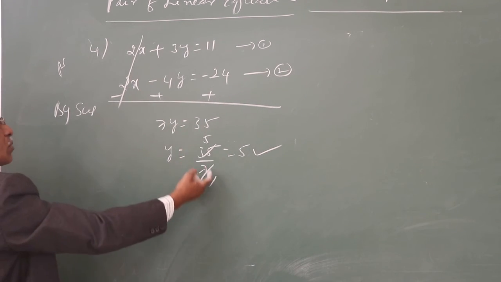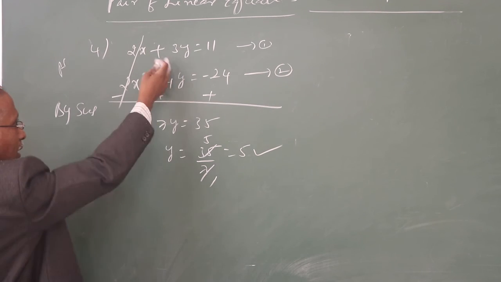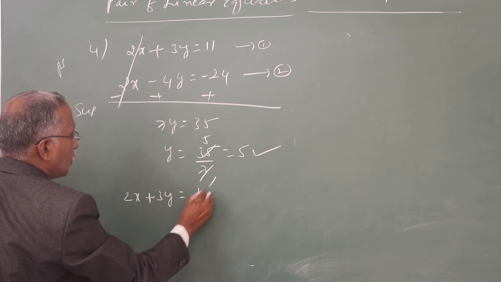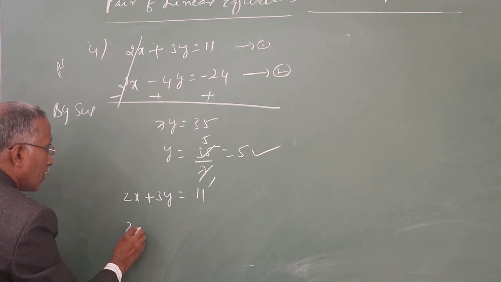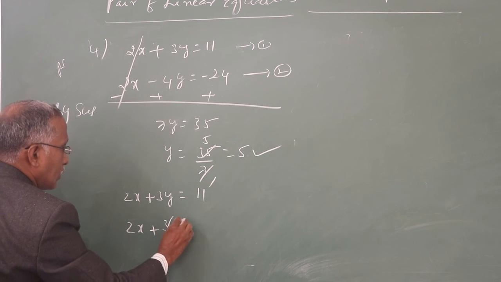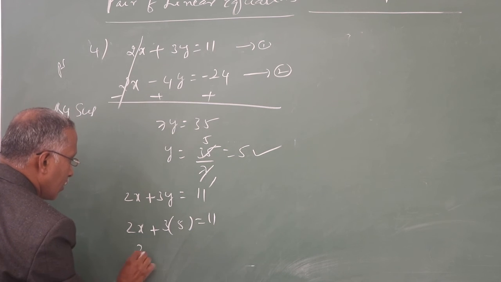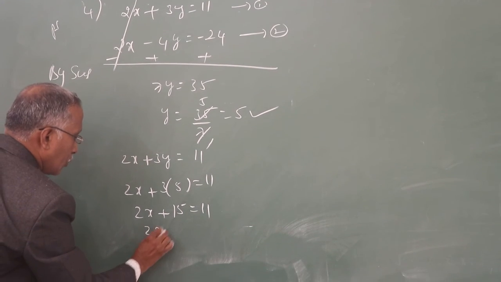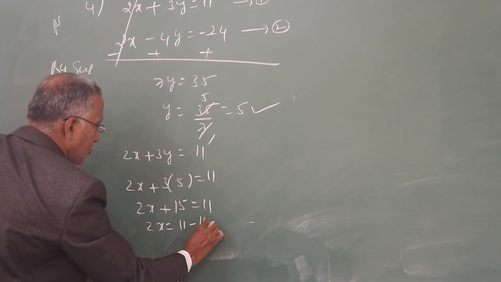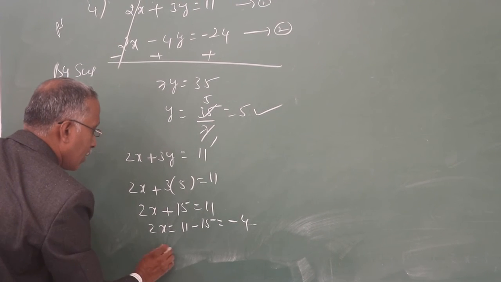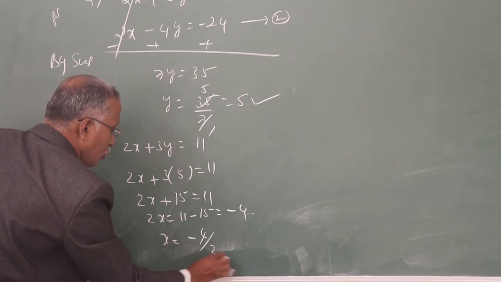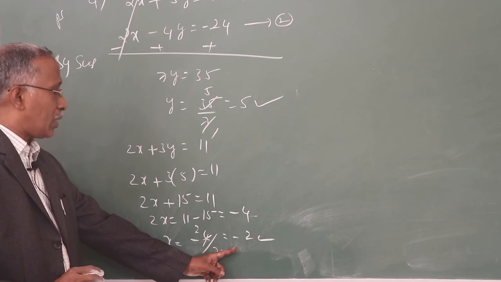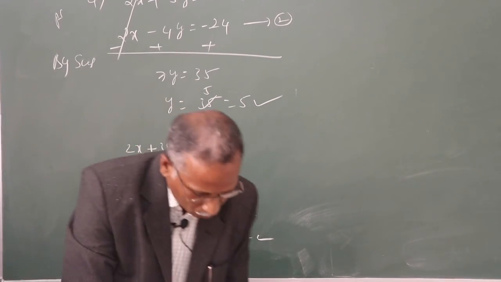How do you find out x? Substitute this value either in equation 1 or in equation 2. Equation 1: 2x plus 3y is equal to 11. The y value is 5. 2x plus 3 into 5 equals 11. 2x plus 3 fives are 15 is equal to 11. 2x is equal to 11 minus 15, which is equal to minus 4. X is equal to minus 4 by 2, 2 twos are 4, so x is equal to minus 2. X is equal to minus 2, y is equal to 5.